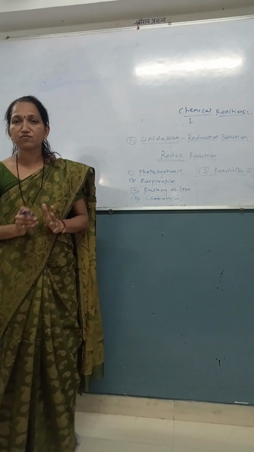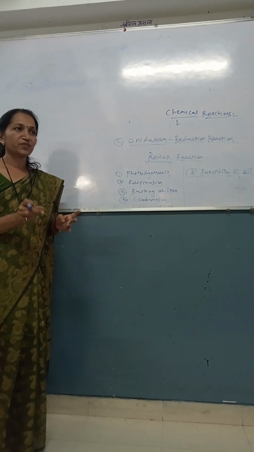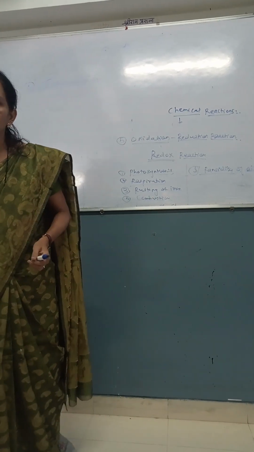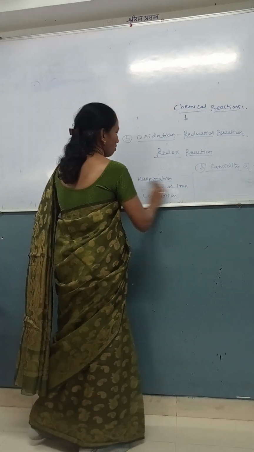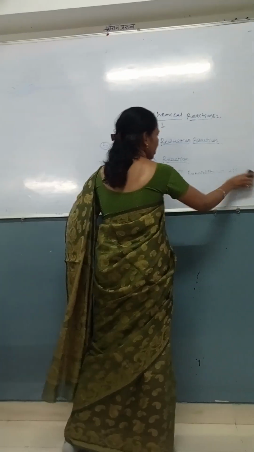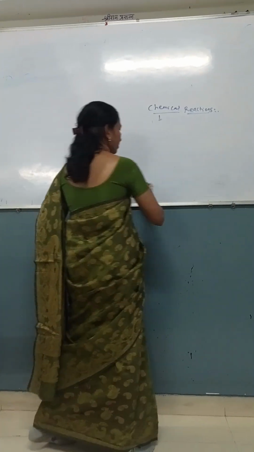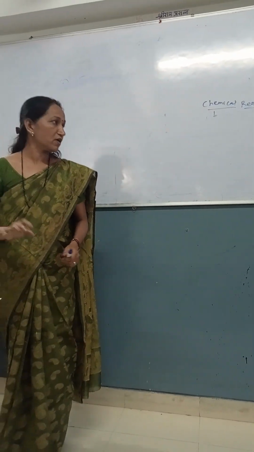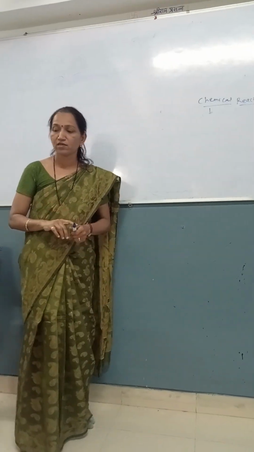So these are the main types of chemical reactions. First is the combination reaction, second is the decomposition reaction, third is displacement, fourth is double displacement, and the fifth one is the oxidation reduction reaction. Their definitions are important, and examples of particular reactions are also important, because examples are different in each reaction.